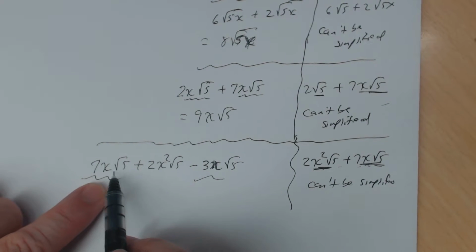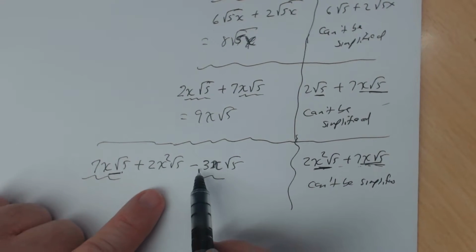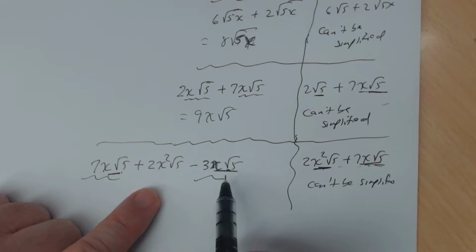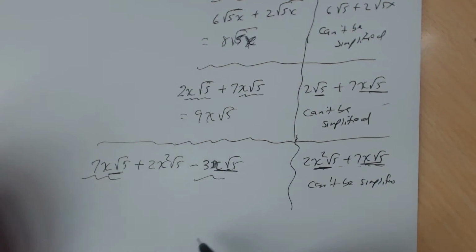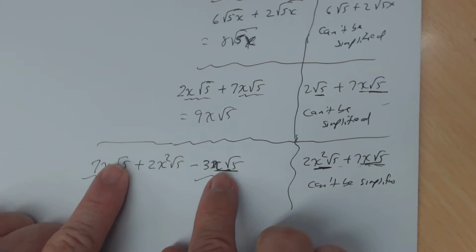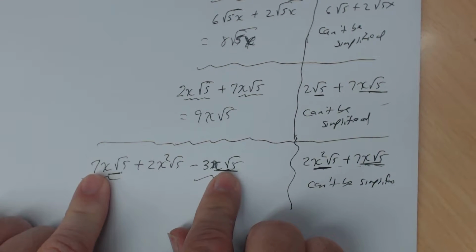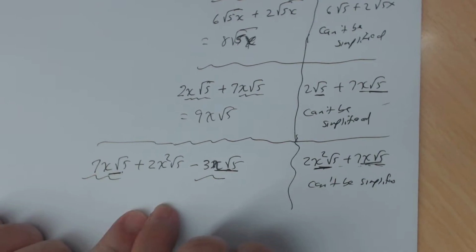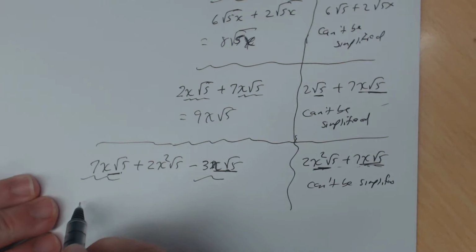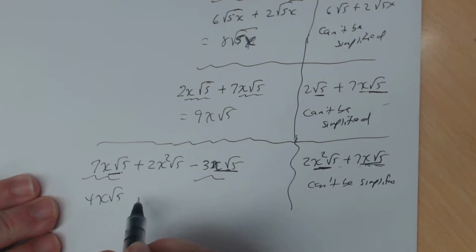So 7x square root of 5 minus 3x square root of 5. So how many x square root of 5s do you have altogether? Think of it like that. How many of these x square root of 5s do you have altogether? Well, I have 7 and a negative 3. So altogether I have 4. So 4x square root of 5. And then I'm left with this term here.